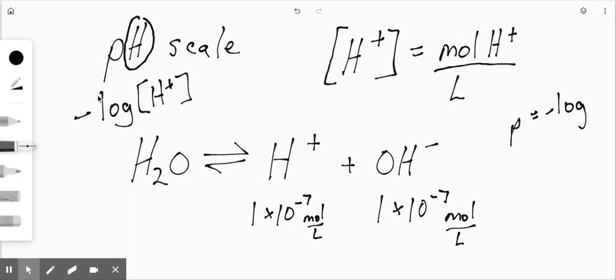So that's what the pH means. This literally is the pH. The negative log of the H+ concentration is the pH, and the pH is the negative log of the H+. If you take the negative log of 1 times 10 to the negative 7 in your calculator, you're going to get the number 7. Isn't that a lot nicer than 1 times 10 to the negative 7 moles per liter? It's just so much easier to say 7.